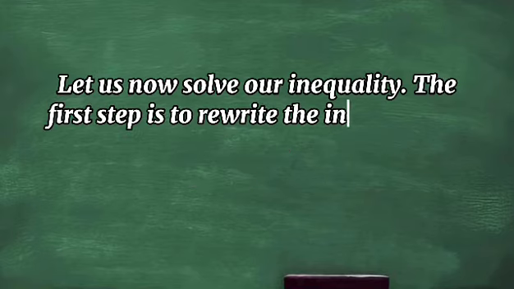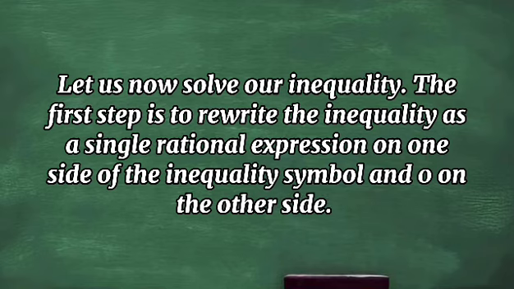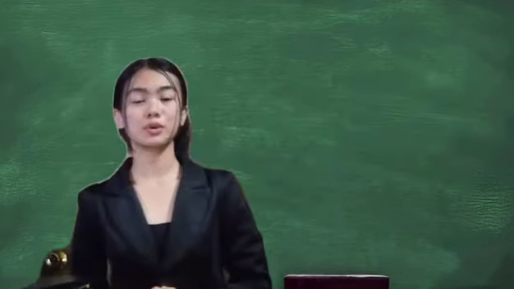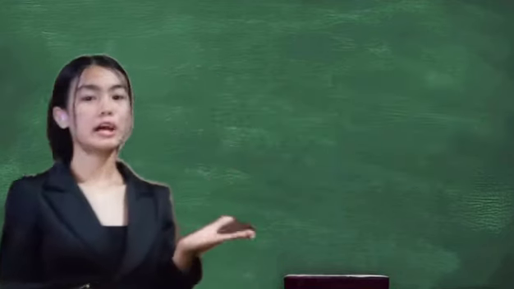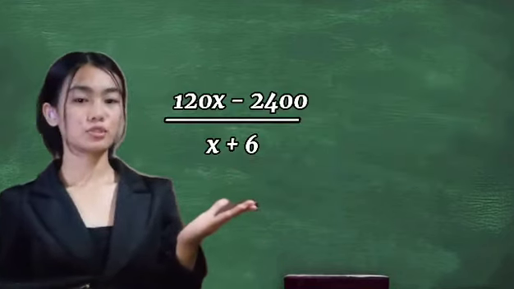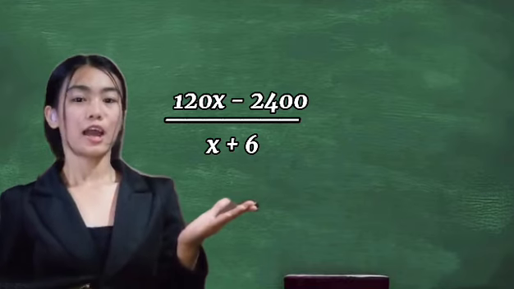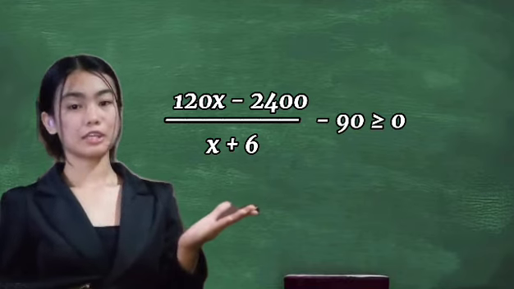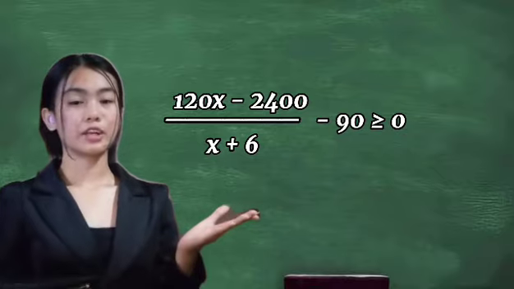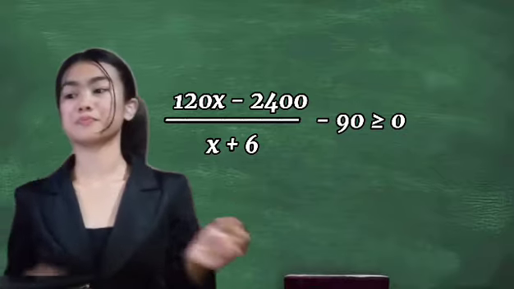Let us now solve the inequality. First step is to rewrite the inequality as a single rational expression on one side of the inequality symbol and 0 on the other side. So it will be (120x minus 2,400) over (x plus 6) minus 90 is greater than or equal to 0.